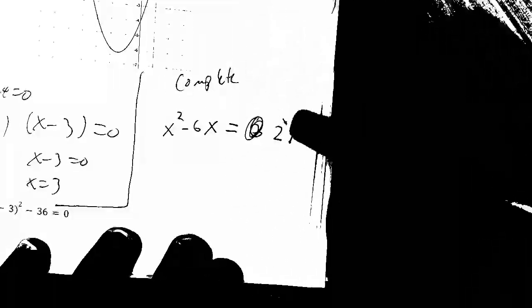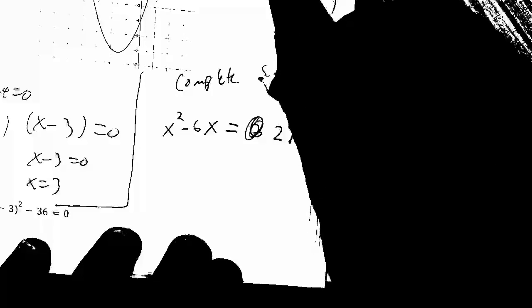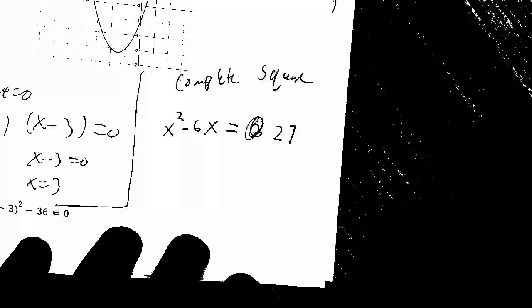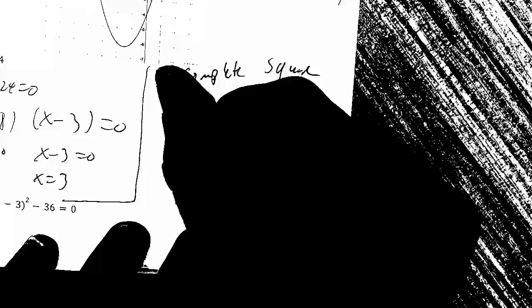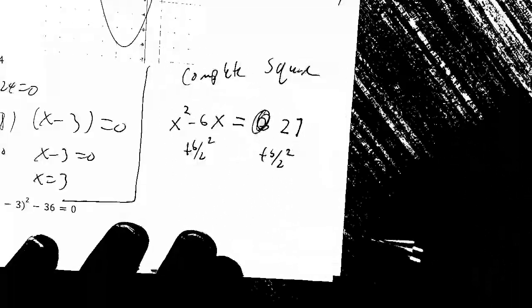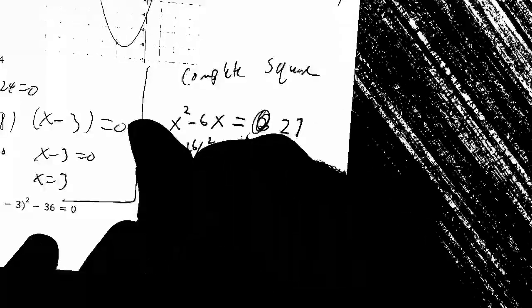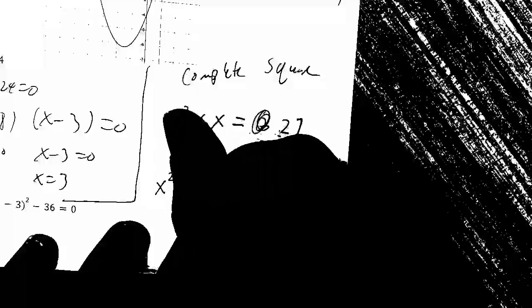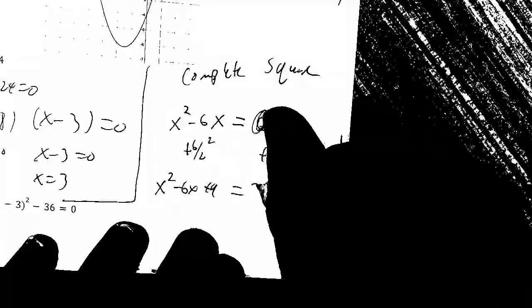So refresh your memory. To complete the square, you get the constant on one side, and then what do you do to both sides here? You add b over 2 squared to both sides. What is b over 2 squared? That would be negative 9. Or positive 9. Yeah, so x squared minus 6x plus 9 equals 36.